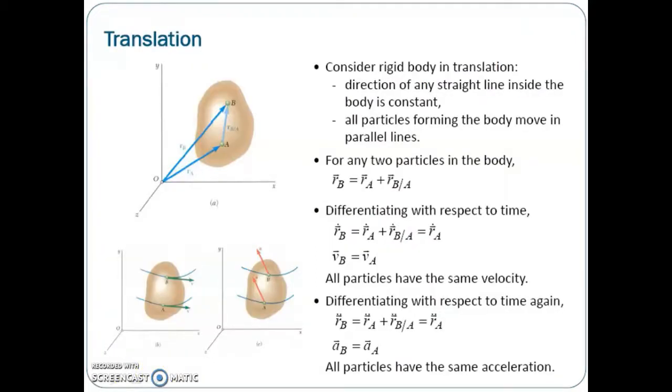Earlier, we discussed and derived the velocities and the accelerations of rigid bodies undergoing translations. If we consider a rigid body in translation, the direction of any straight line inside the body is constant, and all particles forming the body move in parallel lines. In this case, we have two particles in the body. Making use of the relative position vectors, we get that the velocity is the same over all particles, as well as the acceleration. So if a body is undergoing translation, the velocities as well as the accelerations are constant for all the particles inside the rigid body.